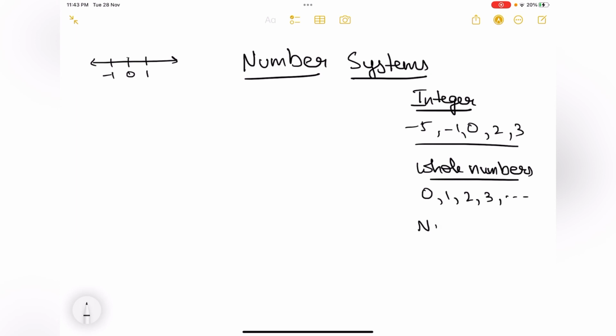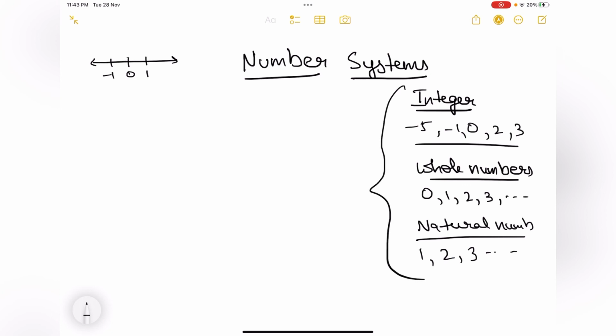Next, what are natural numbers? Natural numbers are basically all the numbers that are positive, or all the whole numbers that are positive, or all the integers that are positive. So you have 1, 2, 3 and so on, right? So these are your various number sets that you already know. Moving on, what are rational numbers? That would be our first topic today.